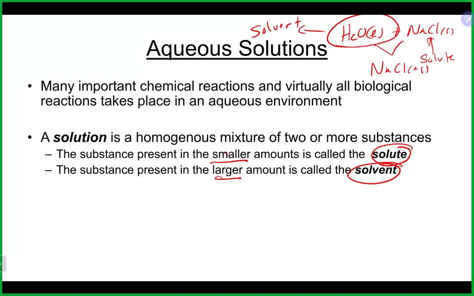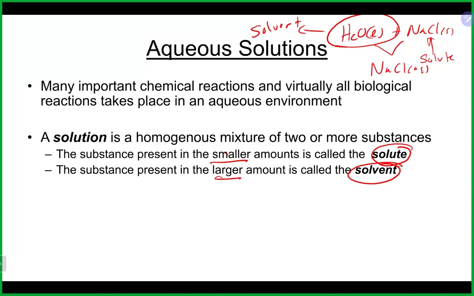How do you know what the solute is when you have a solution? It's pretty simple. It is the name of the solution. So if I have a sodium chloride solution, sodium chloride is my solute. If I have a potassium chloride solution, potassium chloride is my solute. If I have hydrochloric acid, hydrochloric acid is my solute. So whatever the name of the solution is, that is the solute.